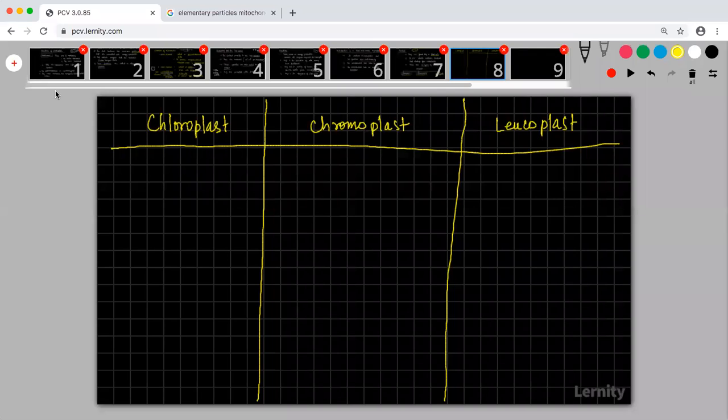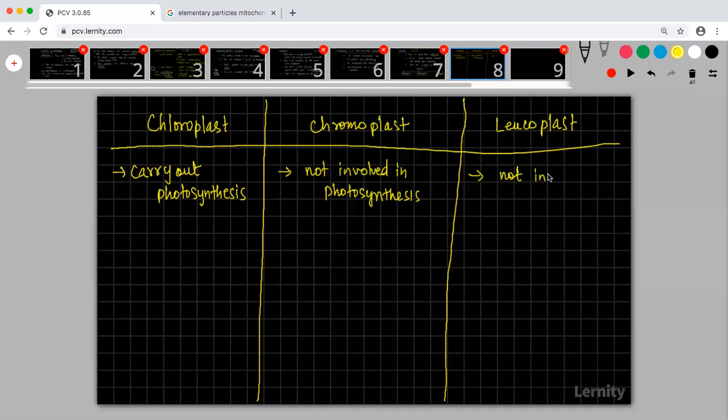Okay, so you need to know that this will carry out photosynthesis. Which one? Chloroplast is involved in photosynthesis. We all know that. Whereas chromoplast is not involved in photosynthesis. This leucoplast is also not involved in photosynthesis.